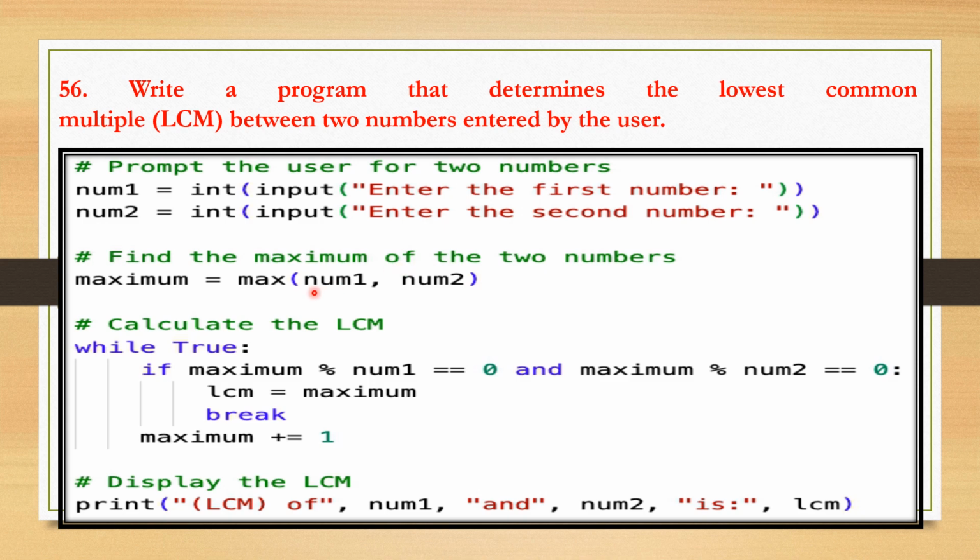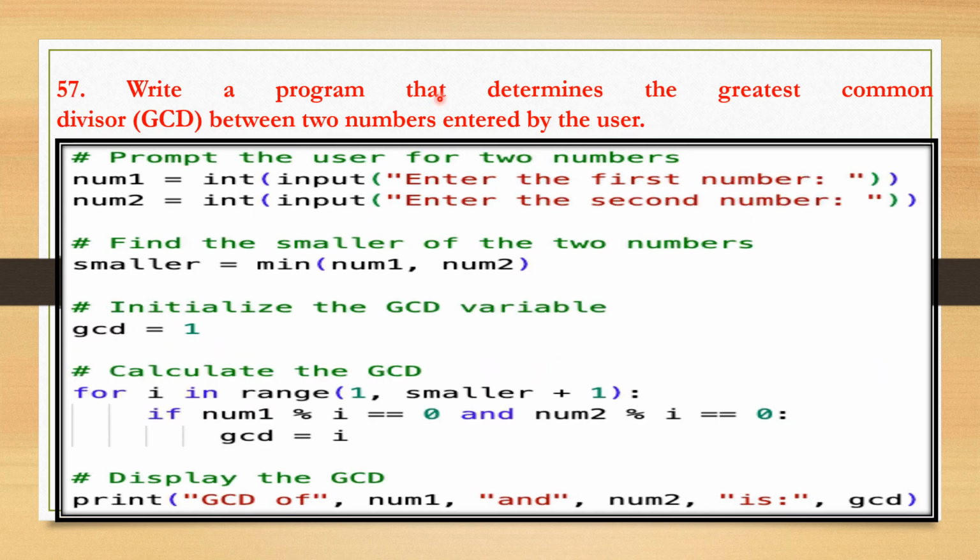This program will find the maximum of the two numbers using the max function, and assign it to the variable maximum, which ensures that we start searching for the LCM from the larger number. The program uses a while loop to find the LCM. Inside this loop, it checks if the maximum is divisible by both num1 and num2 without any remainder. If it is, it means the maximum is the LCM, so it is assigned to the variable LCM. Right? And the loop is terminated using a break statement. If the maximum is not the LCM, the program increments maximum by 1 until the LCM is found. And once the LCM is determined, the program displays it using the print function.